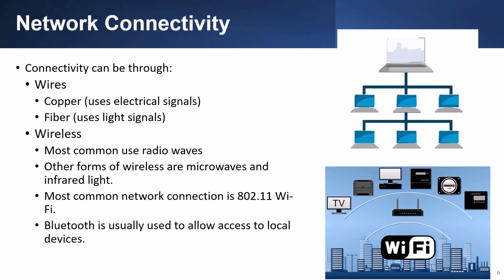Connectivity can be through wires or wireless. Wires consist of copper, which uses electrical signals, and fiber, which uses light signals. Most common wireless networks use radio waves. Other forms of wireless are microwaves and infrared light. The most common network connections are 802.11 Wi-Fi and Bluetooth, which is usually used to allow access to local devices.